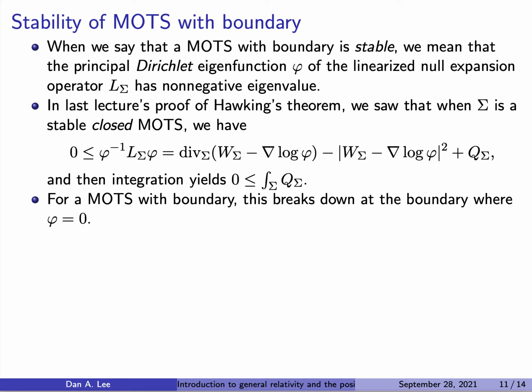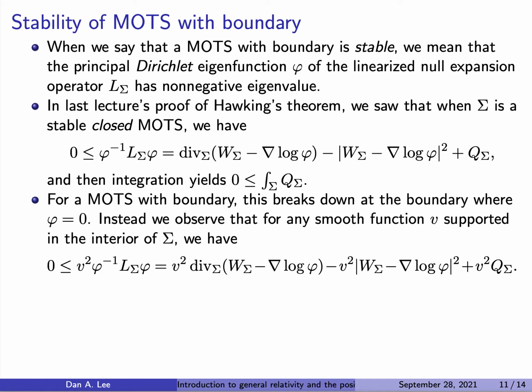So we do the next best thing, which is instead we observe that for any function v supported in the interior, we can now write v squared times phi inverse L phi. Again, the phi inverse L phi doesn't make sense at the boundary, but v squared is 0 on a neighborhood of the boundary, so now that expression does make sense. If you just follow that, then you can see this is equal to the same expression we had, but times v squared.